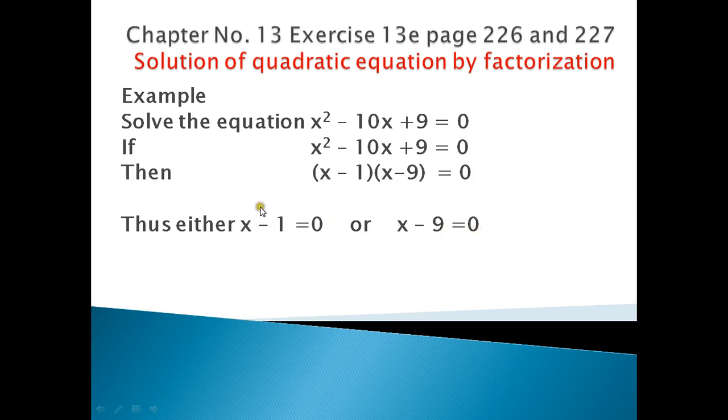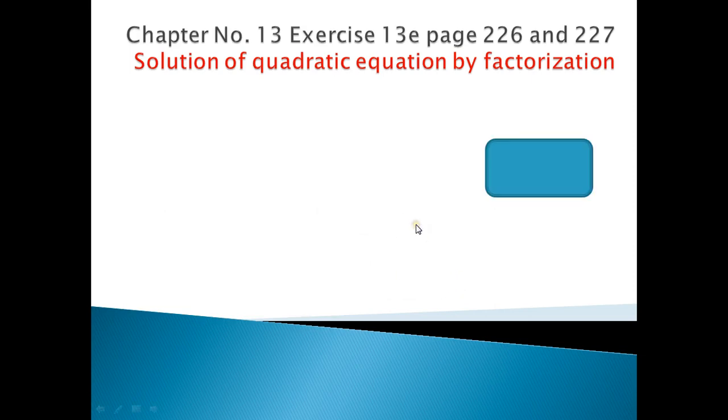Now when you bring minus 1 to this side, what will happen? It will change the sign, it will become positive 1. And when you bring this 9 from this side, it will become positive 9. So the answer is x equals 1 or 9.